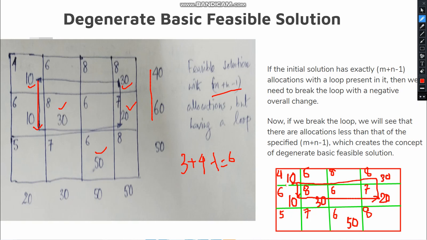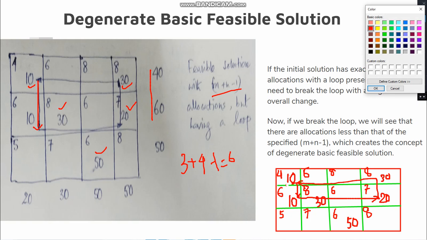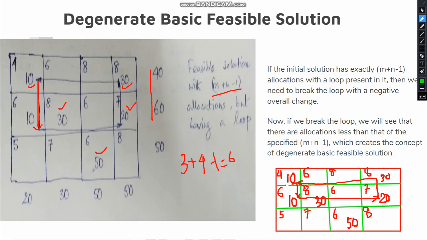So there is a loop present. So now what you can do, you can try to reduce this cost. So what you will do, you will just add 1 here. So let's just see what is the change in cost. So plus 4, because you are adding up here, so obviously this will be 9.